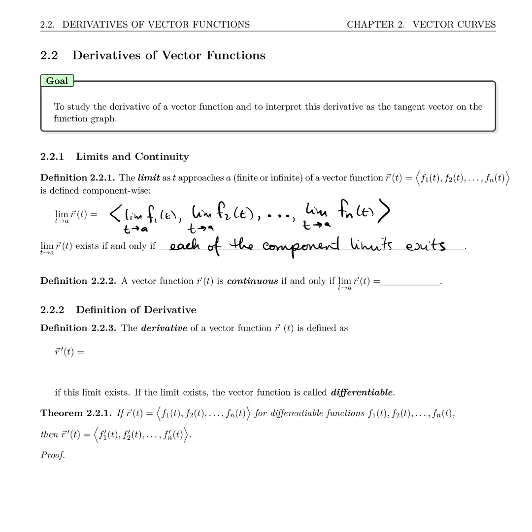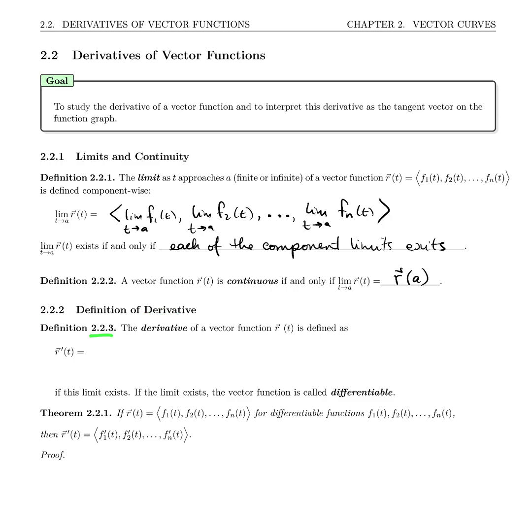So very quickly then we can talk about continuity. Definition 2.2.2. A vector function r of t is called continuous if and only if the limit as t goes to a of r of t is equal to r of a. So now that we have an idea of what limits are for vector functions and how to calculate them, we can go directly to the definition of the derivative.